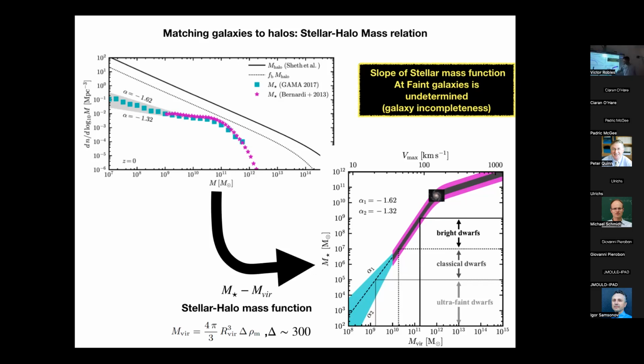So this way, for instance, for a Milky Way galaxy, what it will say is that given the number of stars that we observe, it will probably be living in a 10 to the 12 solar mass halo.